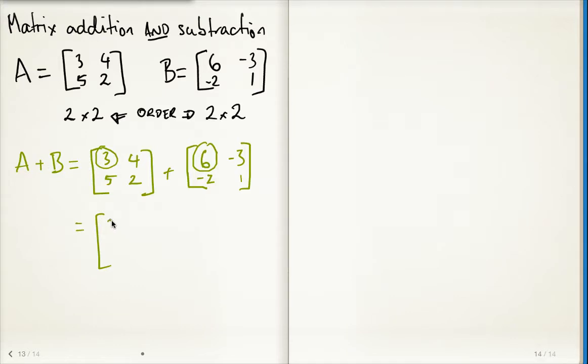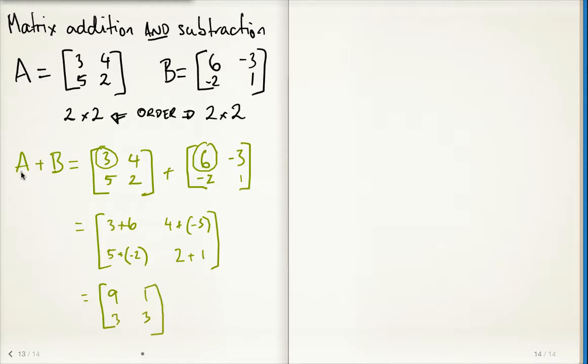So I'd end up with 3 plus 6, and then I have 4 plus -3. I have 5 plus -2, and then 2 plus 1. Okay, be careful with those negatives. I've just put them in a bracket just to make sure I don't make a mistake. Okay, so then I just add each of these up. So 3 plus 6, we've got 9. 4 minus 3, we've got 1. 3 and 3. And that is the answer there.